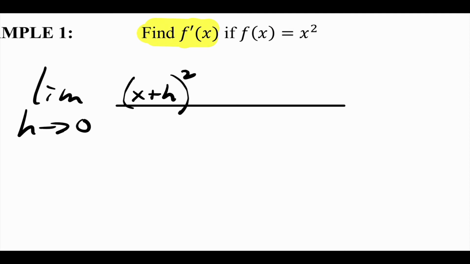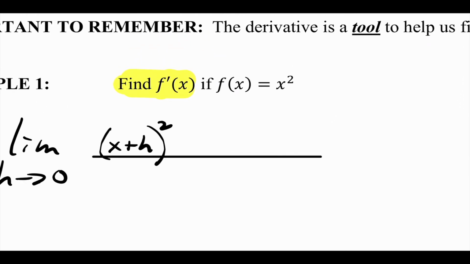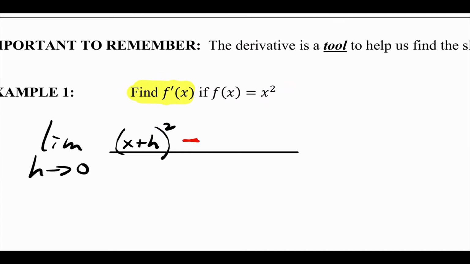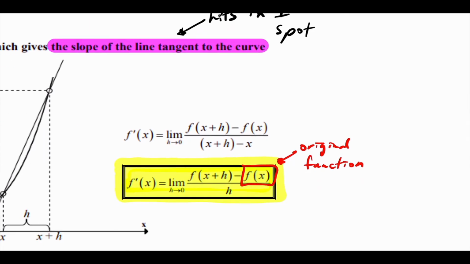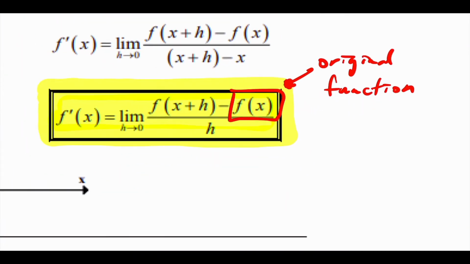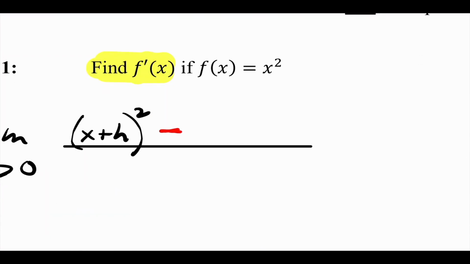Okay? That's what that means. That's what f of x plus h means. It means plug in anywhere you see an x, plug in x plus h. That's the first part. And we got a minus, right? Then the second part says minus the original function. Well, the original function was given to us, right? That's x squared.